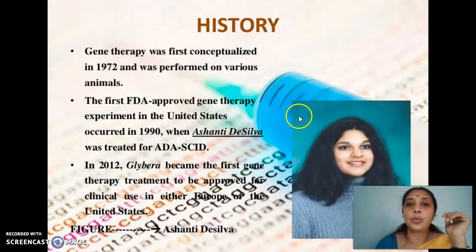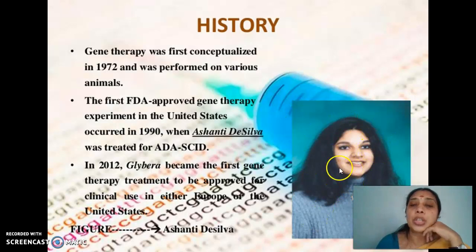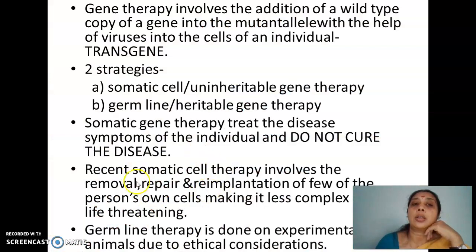I've got the photo of that girl. This is Ashanti De Silva. She was treated and is completely cured. This is one of the most important landmarks in the history of recombinant DNA technology: the first FDA-approved gene therapy, carried out in the US for ADA deficiency. Again, we have two strategies: somatic cell therapy and germline therapy, but germline therapy is not usually carried out because it is mainly done on experimental animals.